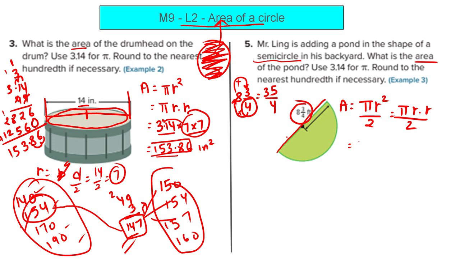Pi how much? 3.14. Okay. Divided by 2 here. So I will put the divide 2 here. Multiply. The radius how much? 35/4. So 35/4. Put the multiply here. 35/4. Put the multiply. Any problem?